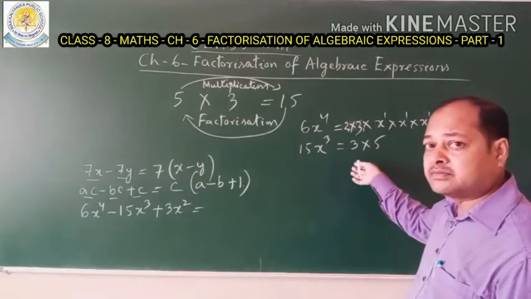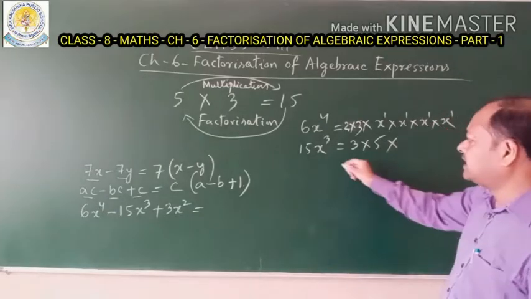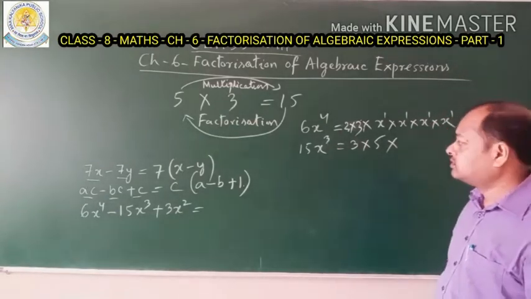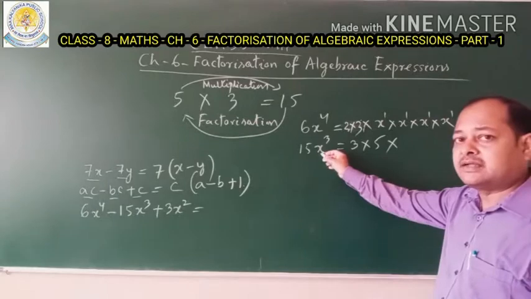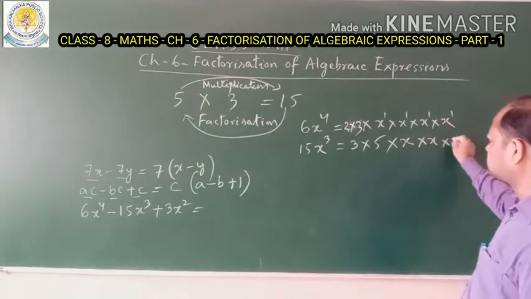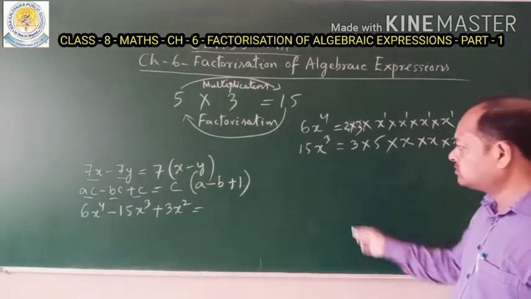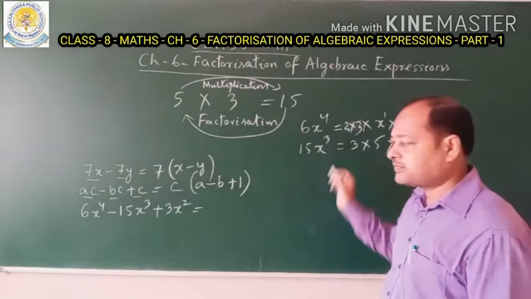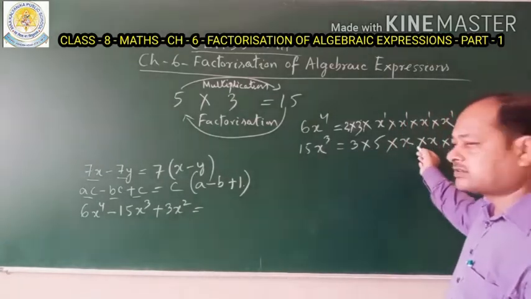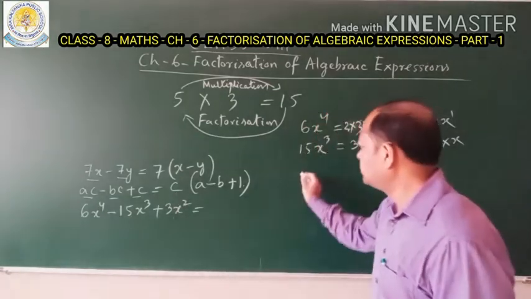Prime numbers cannot be divided further. So 3 into 5 in x to the power 3. x is multiplied how many times? 3 times, so x into x into x. x into x into x is the same as which term? x to the power 3. So it is factorized. Now look at the third term, that is 3x to the power 2.